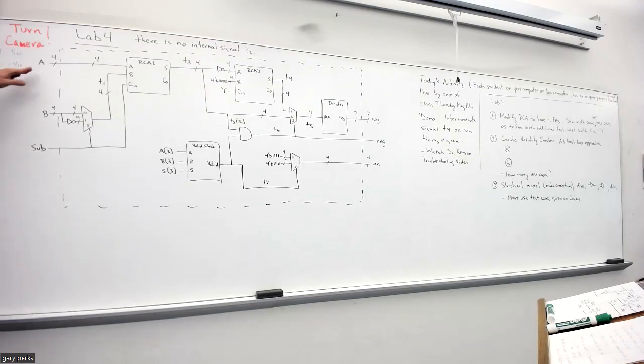So, you know, A and B are going to go to switches just like they did in lab 3. Sub is also going to go to a switch. So in lab 4, you're going to have 9 switches, right? 4 for A, 4 for B, and then a single one for sub. And you can pick whatever switches you want for those. Okay? In your constraints file, right? That's where you can pick which one's on the board.